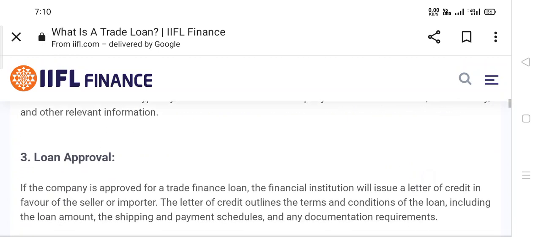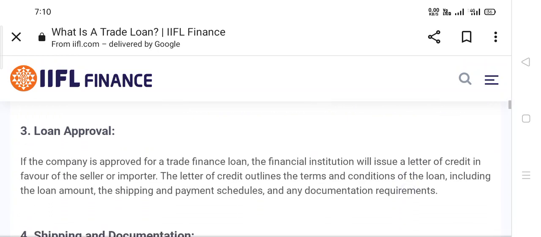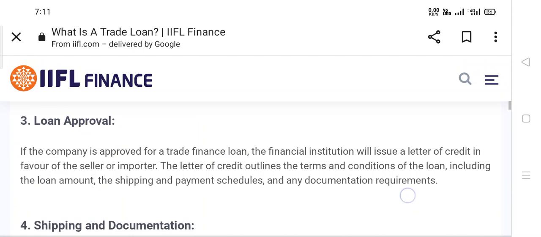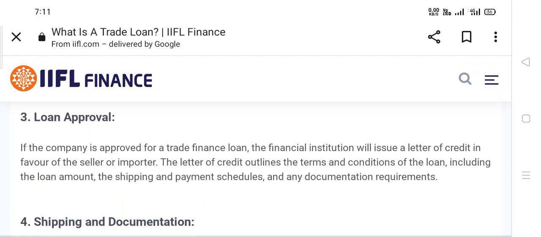Loan approval. If the company is approved for a trade finance loan, the financial institution will issue a letter of credit in favor of the seller or exporter. The letter of credit outlines the terms and conditions of the loan, including the loan amount, the shipping and payment schedule, and any documentation requirements.